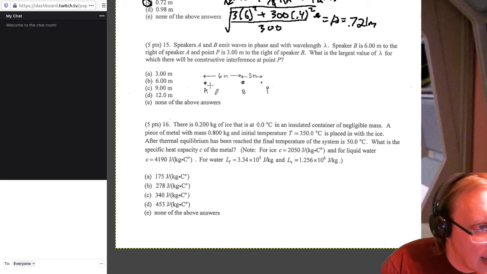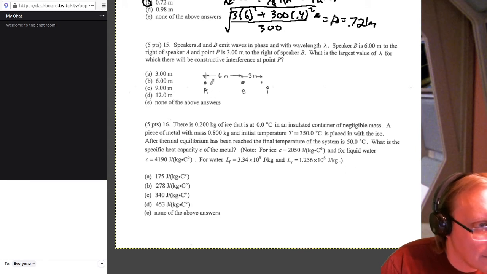So we need a sound wave to arrive in phase with point B, so that point B can add its value to this bit here. So we only care about the 6 meters here.